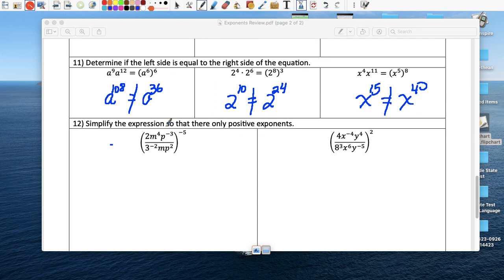Here, like I said, first thing we all should do is put a little 1 here because we don't see an exponent. There is. And that -5 multiplies every exponent inside the parentheses. Right? And don't forget that the m also has a 1.